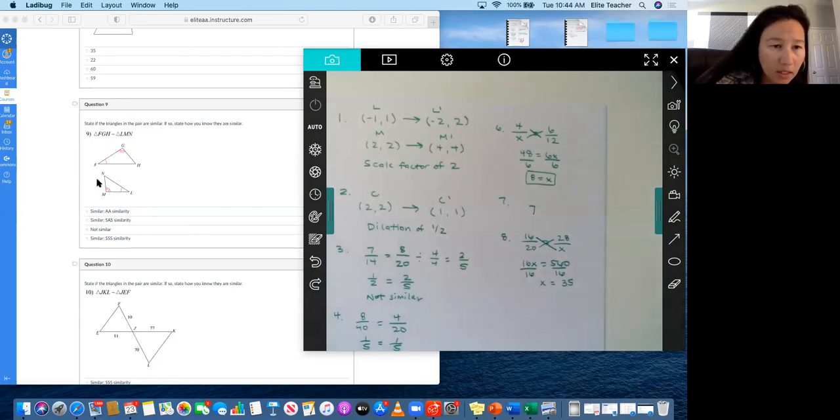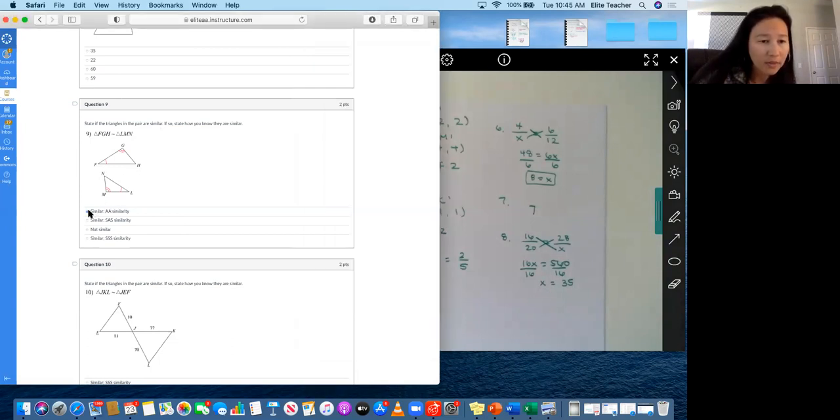So it looks like we have angle F is congruent to angle L, and angle G is congruent to angle M. So if we look at our theorems, we have 2 angles that are congruent, which means they are similar because of angle angle. So we would click this one, AA similarity.